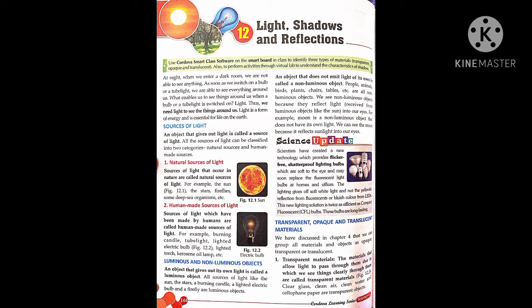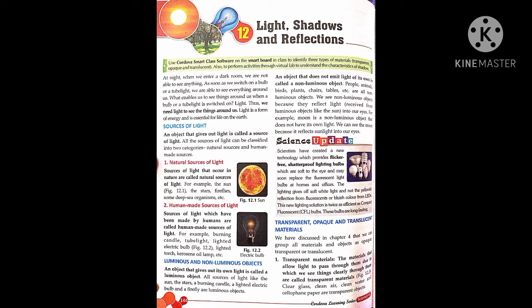When you enter a dark room, you are not able to see anything in the darkness. And when you switch on the bulb or a tube light, you are able to see everything. This is because of light. By this light we are able to see everything.